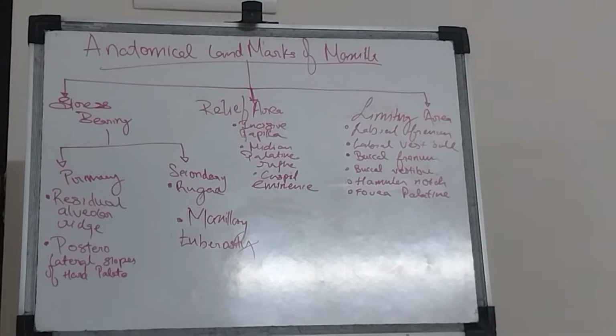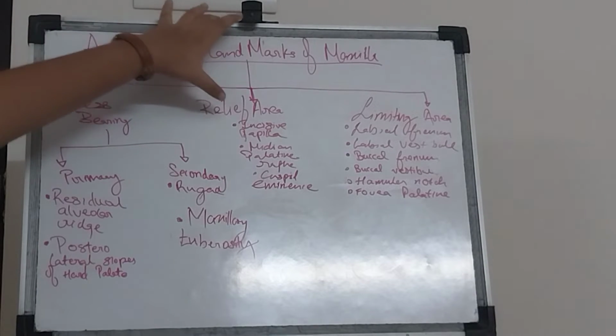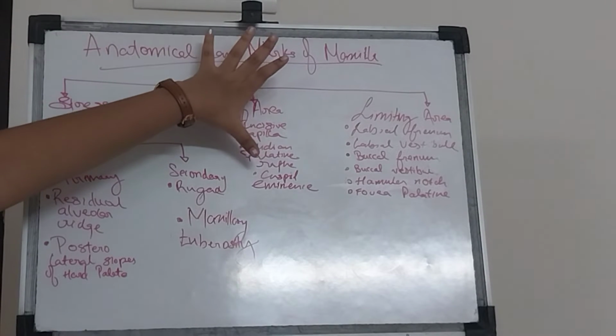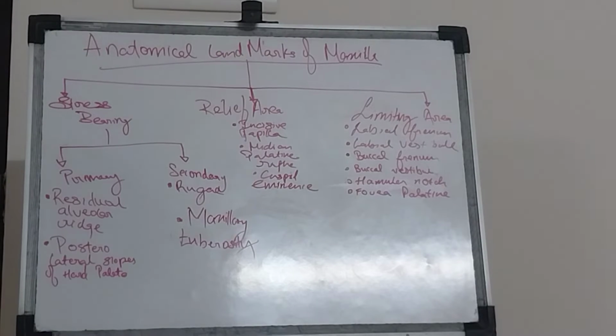So now the relief areas. Relief areas are the areas on the plaster model that relieve pressure on the tissues underneath the denture base. Basically, these are the areas where the pressure created by the dentures is relieved. So what are these relief areas? One is the incisive papilla, then the median palatine raphe, and the cuspid ridge.